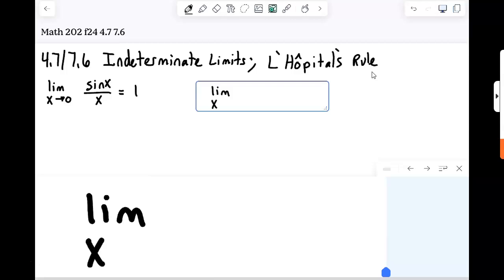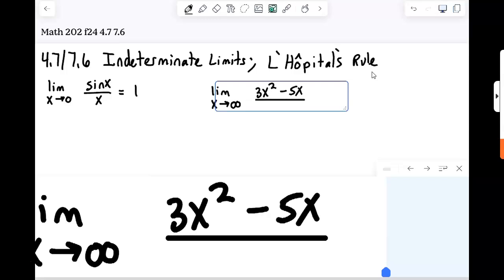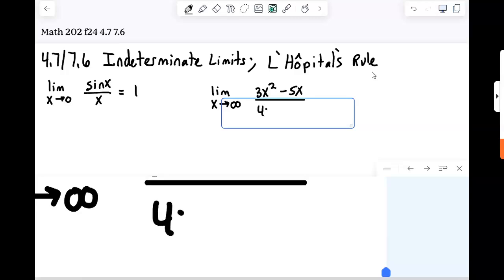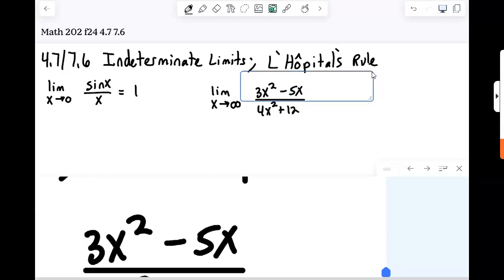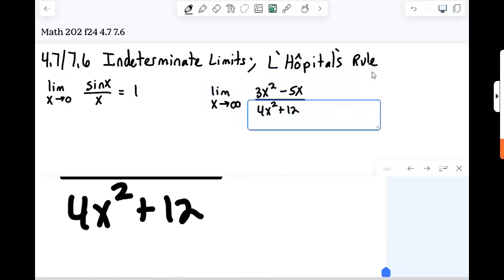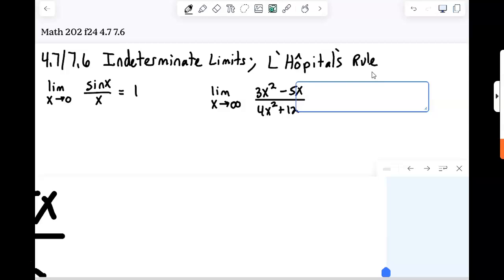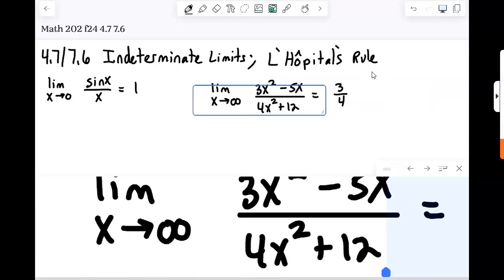Later on in Calculus 1, we talked about limits as x approaches infinity, and we looked at things like this. As x goes to infinity, the numerator goes to infinity, and as x goes to infinity, the denominator goes to infinity. So this ends up being a limit involving infinity divided by infinity. But not all infinities are created equal. This infinity divided by infinity actually works out to be 3/4 in terms of a limit.